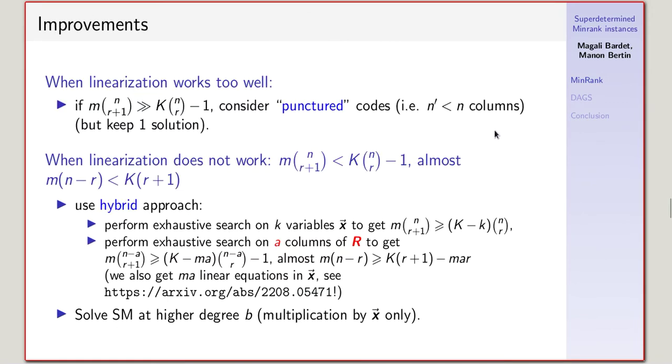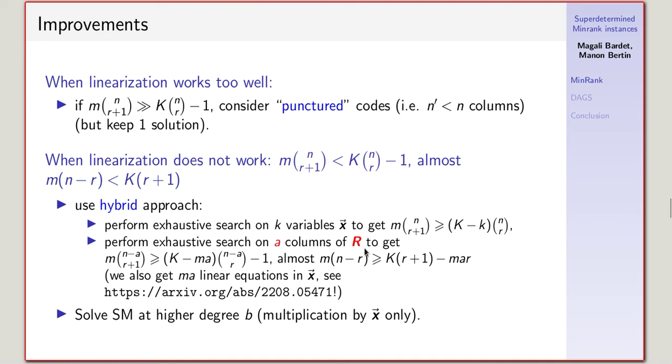So as usual, we have improvements. If we have too many equations, we can puncture the matrices and consider fewer matrices. And we can also use a hybrid approach combining exhaustive search on some variables and the solving of easier instances with smaller parameters. And note that the exhaustive search on the R unknowns is performed by specializing entire columns of R, which corresponds in the Plücker coordinates to adding linear equations between the minors.